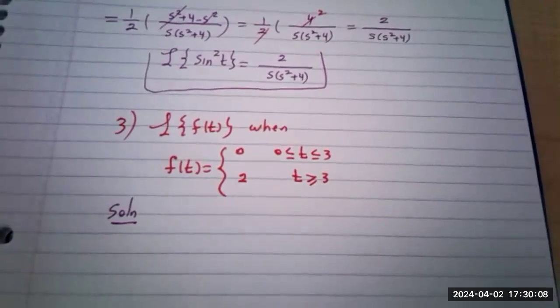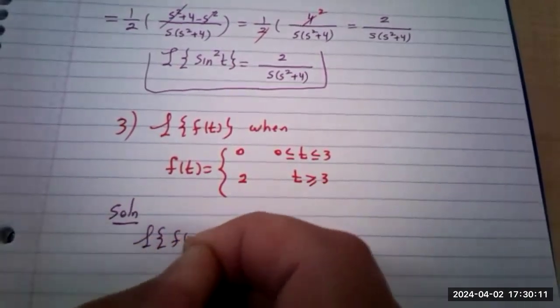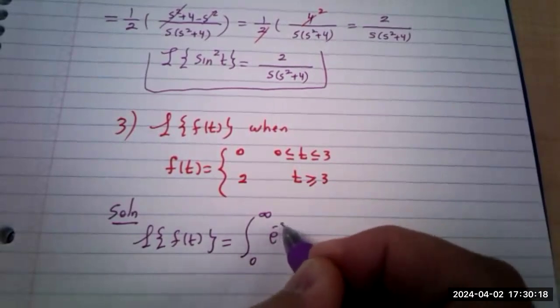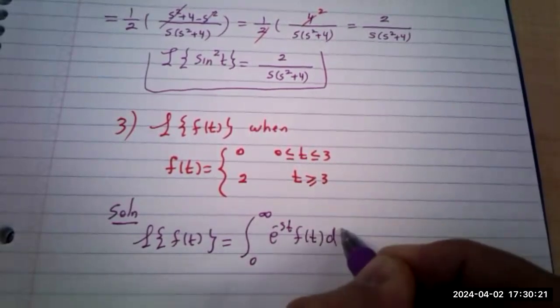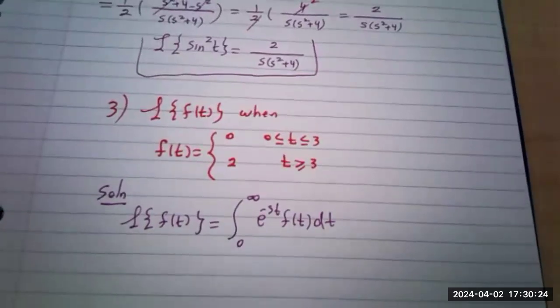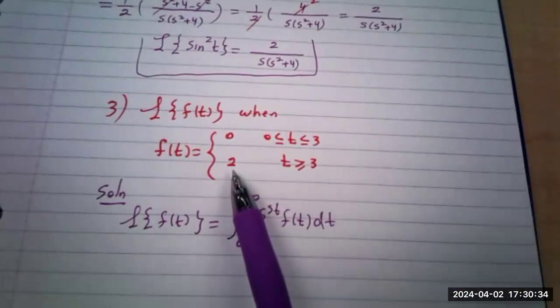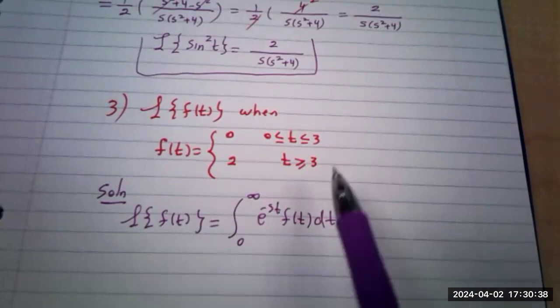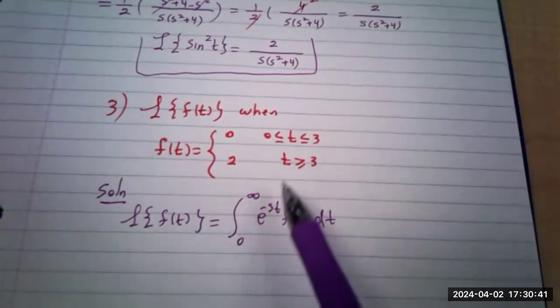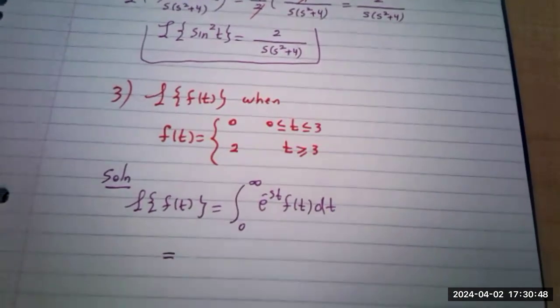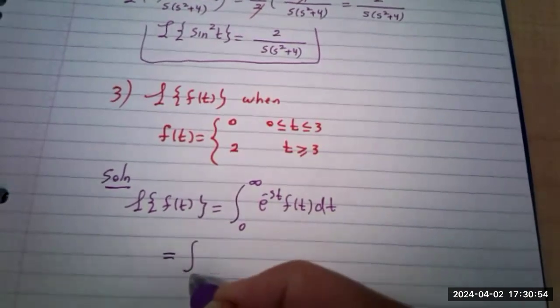So we use the direct method. We want to find the Laplace of f of t, which is the integral from 0 to infinity of e to the negative st times f of t dt. But if you want to substitute f of t, you have to break it, because between 0 and 3 the function is 0, and for 3 and above the function is 2. So we break 0 to infinity into the integral from 0 to 3 and 3 to infinity. Sometimes the function may be given to you by several equations, so you do the same thing.